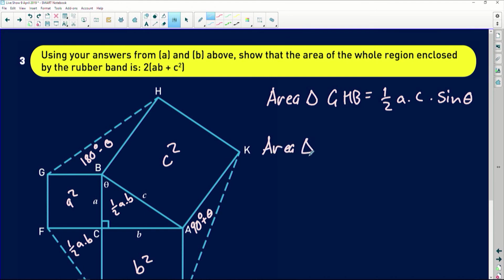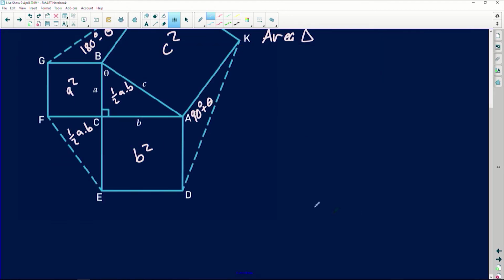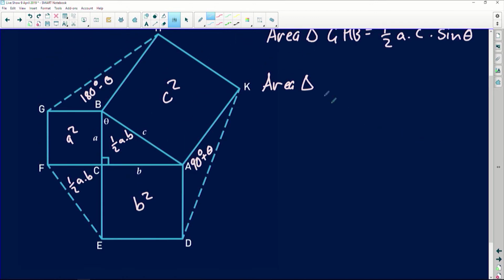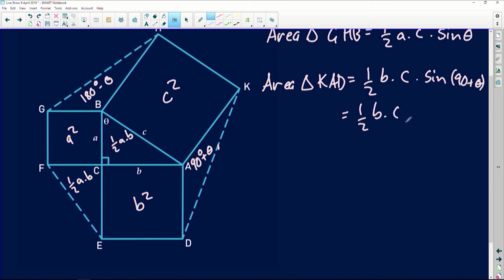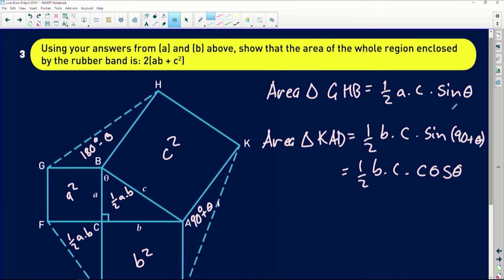The area of triangle, let's find this letter over here, area of triangle KAD is going to be equal to a half multiplied by my one side, which is B times C times sine of 90 plus theta. And sine of 90 plus theta, that's going to be a reduction, which is then going to equal a half B times C times sine of 90 plus theta, which gets me positive cos of theta. Now in the previous questions, I found what sine theta and cos theta are.